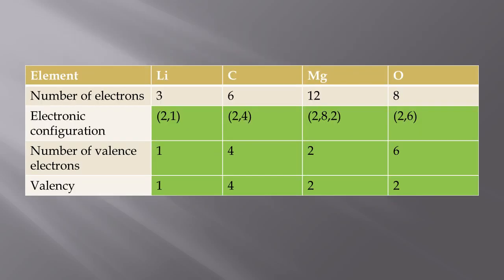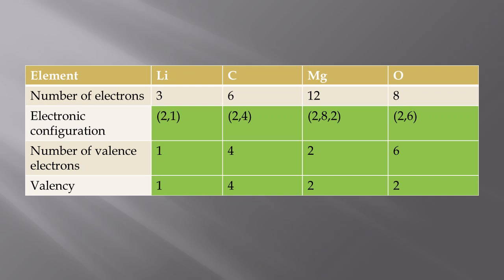Students, another table is given in your textbooks. Let's see. The number of electrons of some elements are given here. By using it, we have to write the electronic configuration, number of valence electrons and valency of the respective element. Let's learn the table. The elements given are lithium, carbon, magnesium and oxygen. The number of electrons is given. For lithium it is 3.